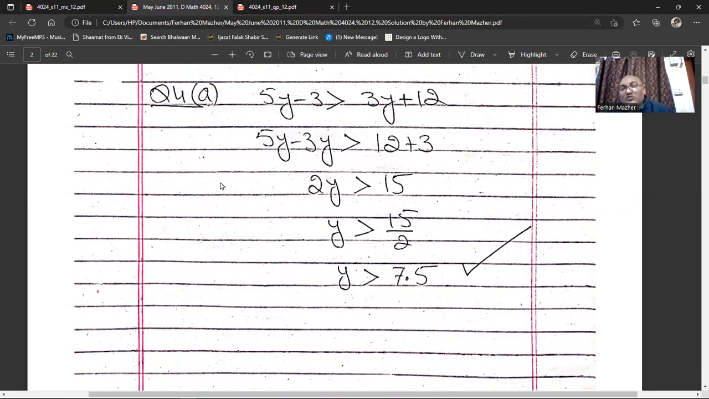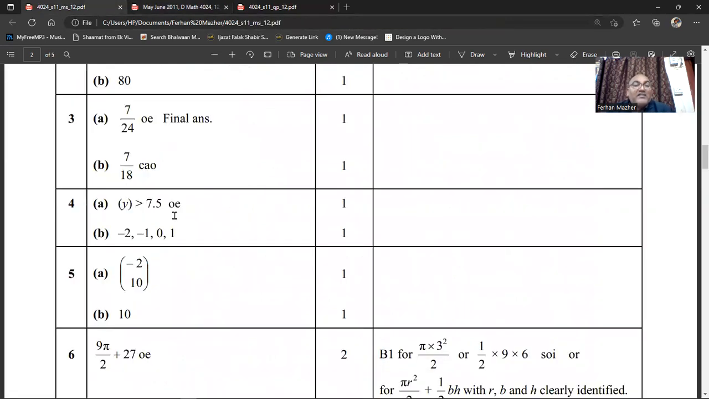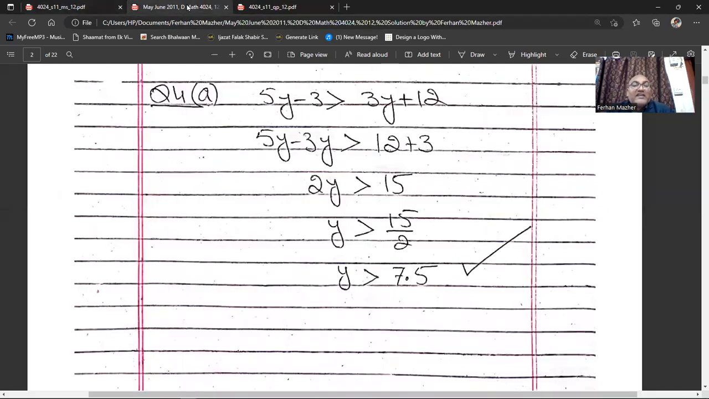This minus 3 went on to the other side, so it will become positive. So 5y minus 3y, you are left with the 2y. 2y is more than 15. So y is more than 15 by 2. So y is more than 7 whole 1 by 2 or 7.5. So y is greater than 7.5. Our answer is right.